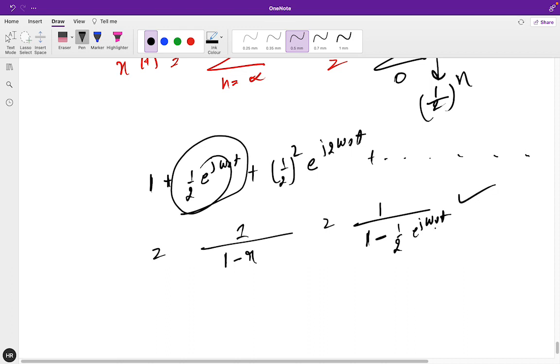They can also ask you to find the value at some particular omega naught. What will be the value of this? They can ask you like that also.